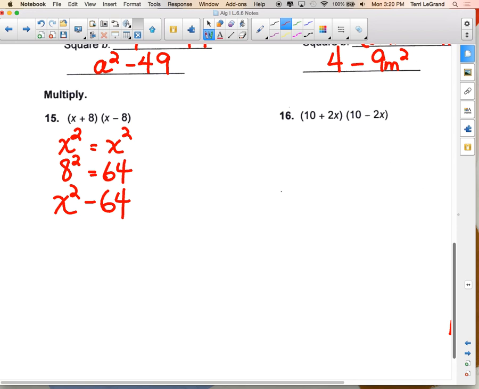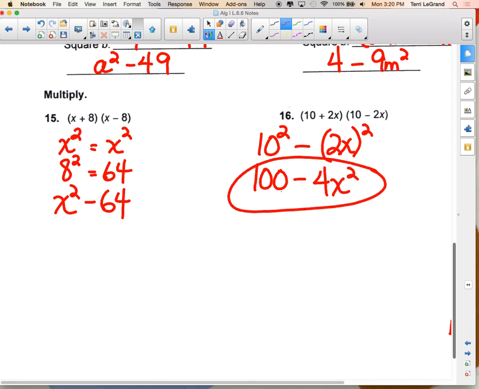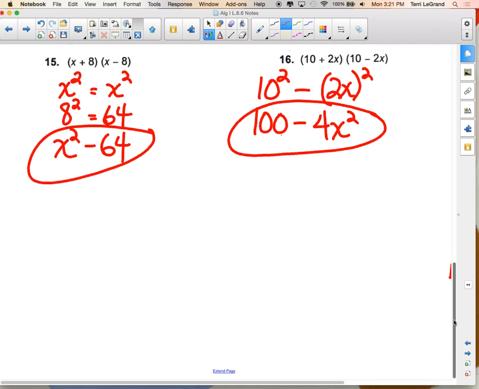They almost look like the same binomial, but they have different operations. Showing it the horizontal way, this one we would show 10 squared minus 2x squared. And 10 squared is 100. And 2x squared is 4x squared. Okay. Easy enough, right? I feel like it's a lot easier to do. Wouldn't it be nice if all of them were special products?